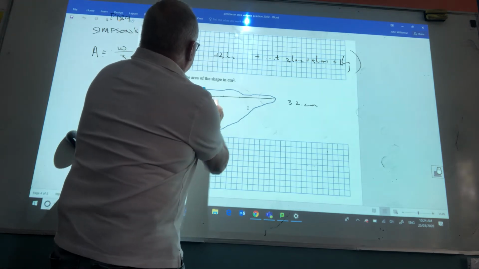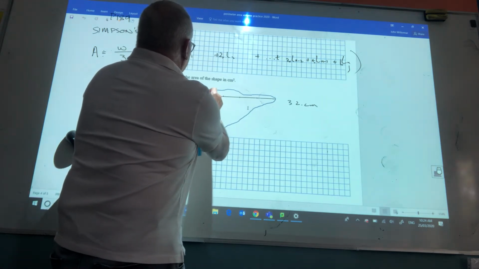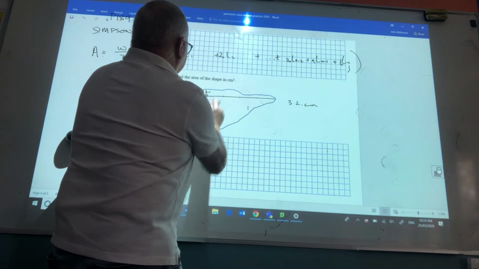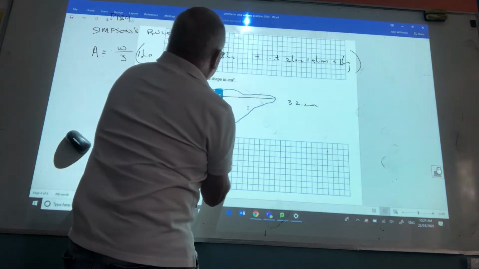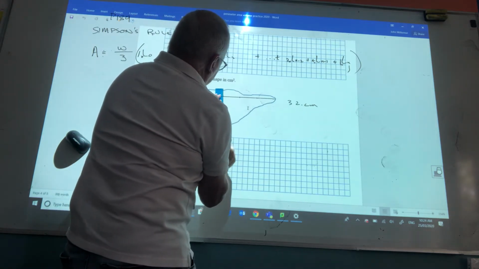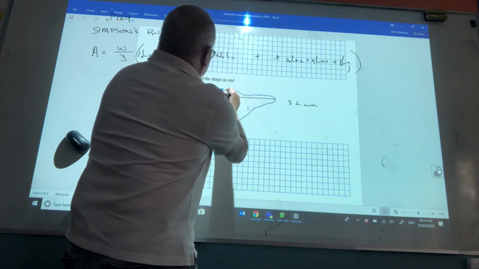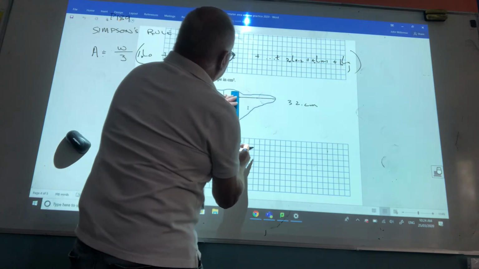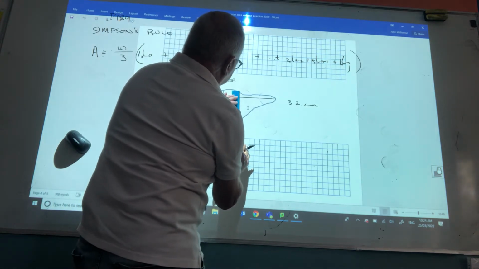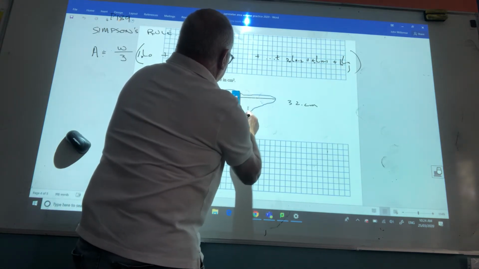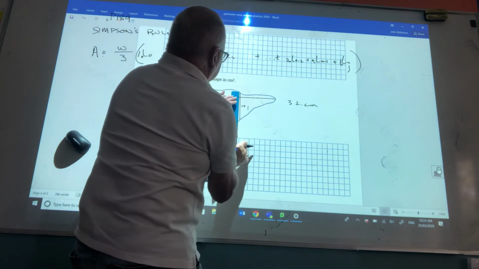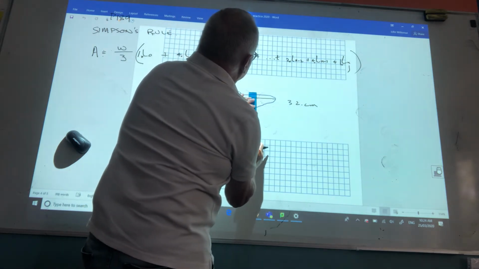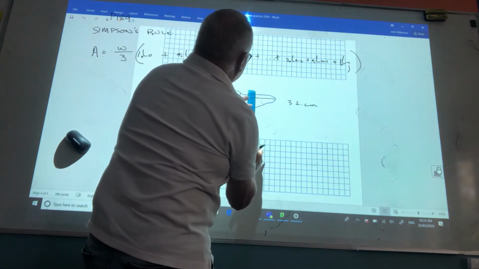That one is 3.5, finishes there. This one is 19. Okay, this one is 14. This one is 6.5.